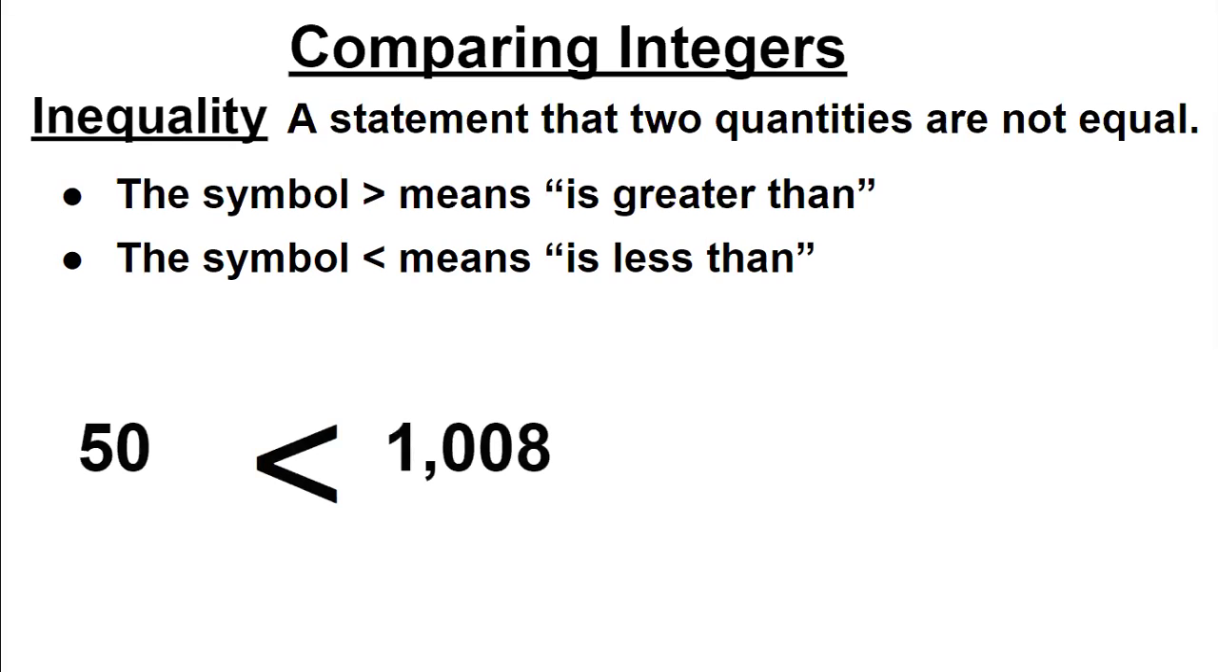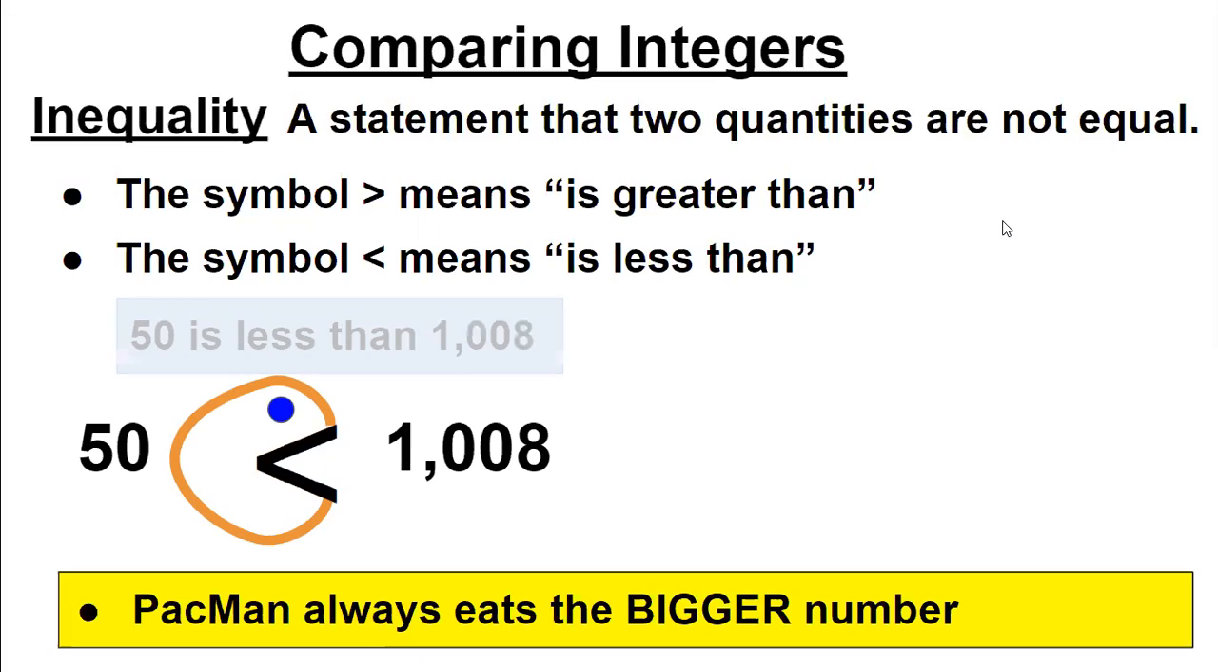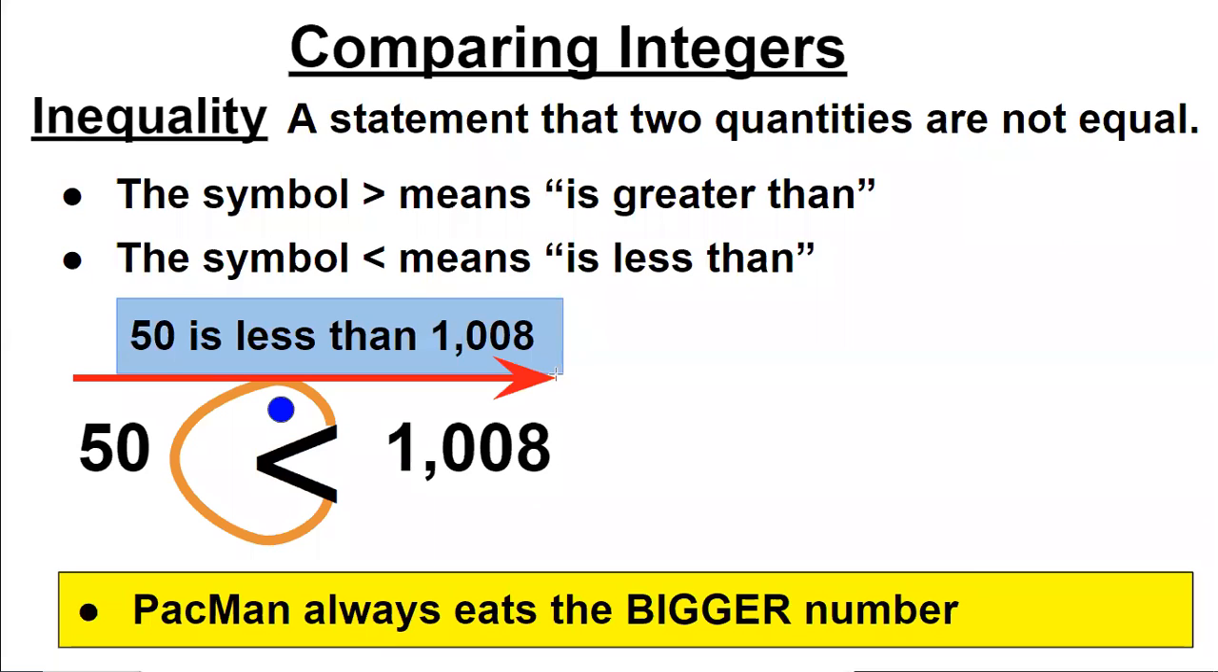So this can be read as 50 is less than 1008. And I always want to say that Pac-Man always eats the bigger number. His mouth will always eat the bigger number. So 50 is less than 1008. We always read it from the left to the right. Okay, so that's why you know if it's less than or greater than. Let's look at another one.